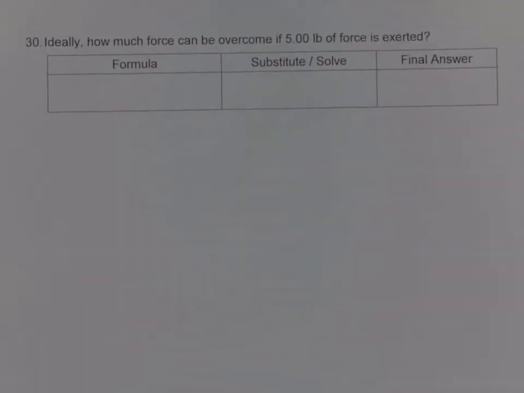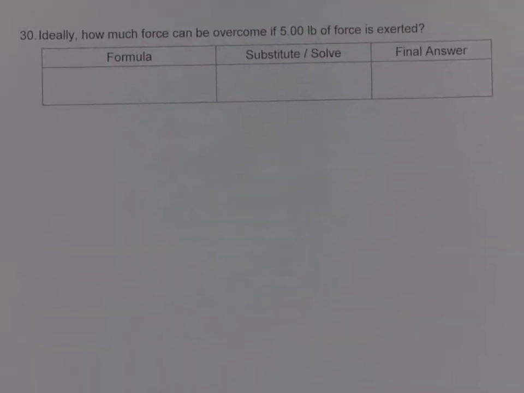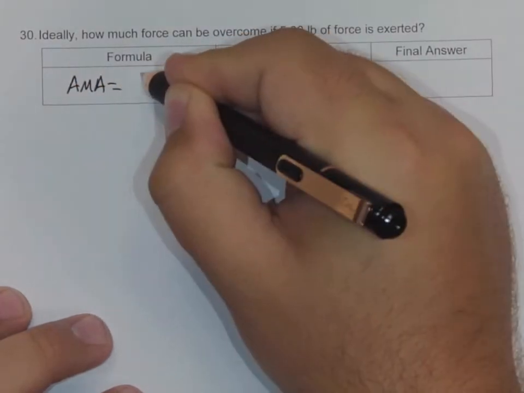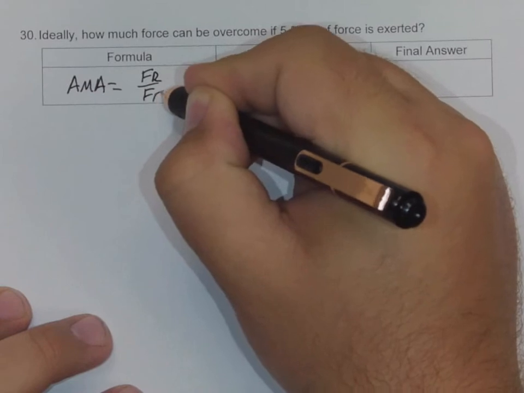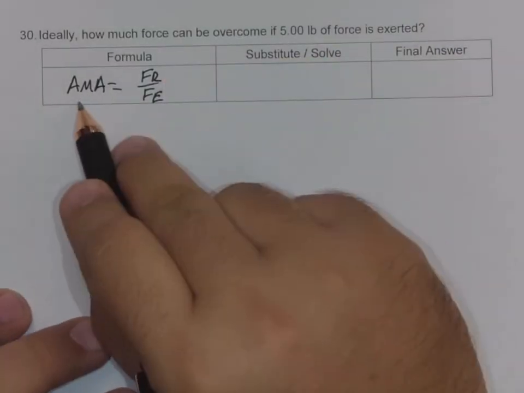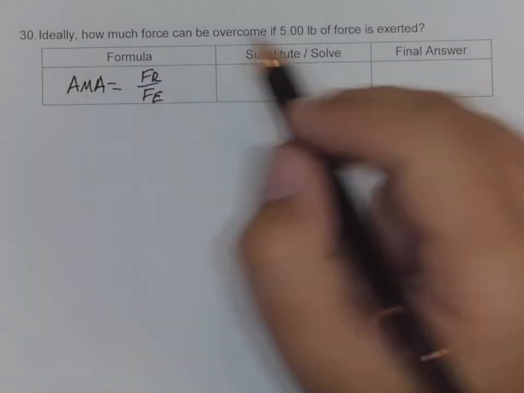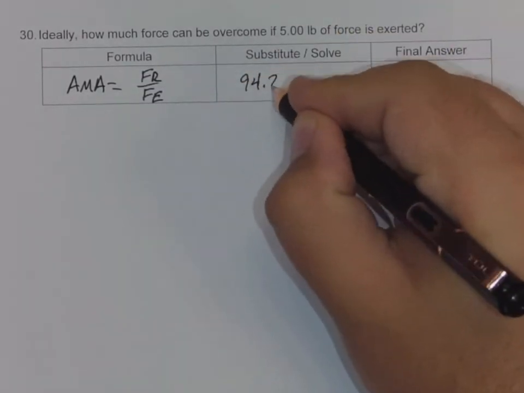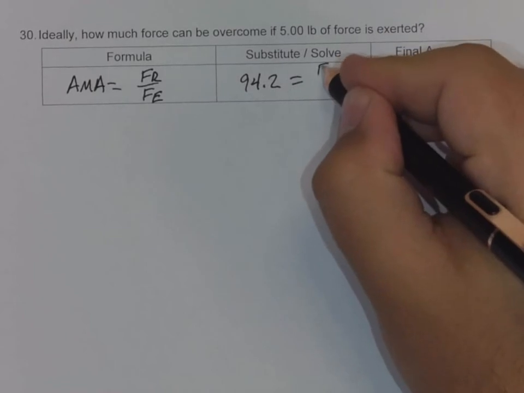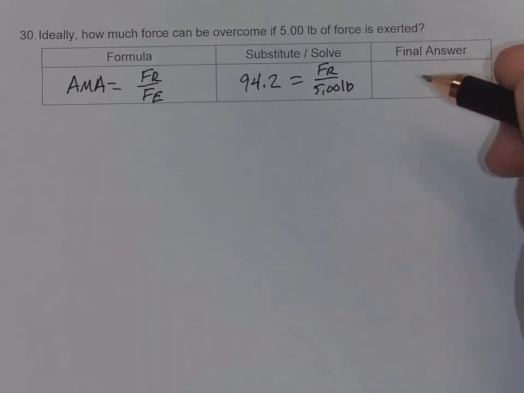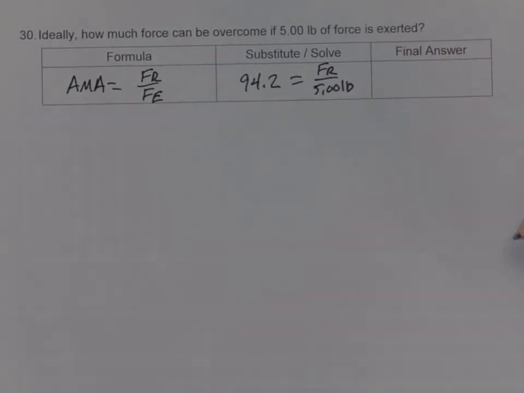Ideally, how much force can be overcome if 5 pounds of force is exerted? So how much force can be overcome, meaning how much resistance? I'm going to use an AMA formula for this one: resistance force over effort force. Again, AMA and IMA in this scenario, if we're ignoring friction, are the same. So I'm going to plug in 94.2. I'm looking for the resistance force because they want us to see, if we put 5 pounds of effort force, how much can we overcome.